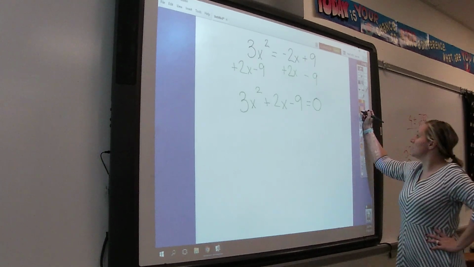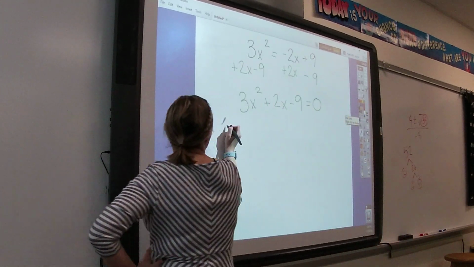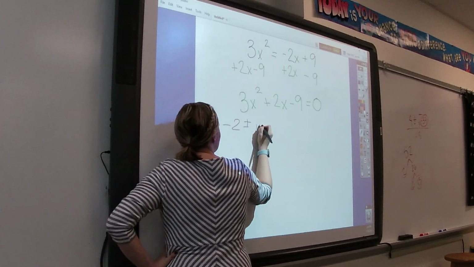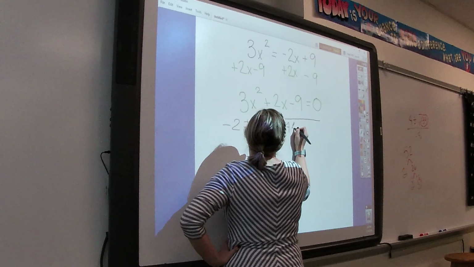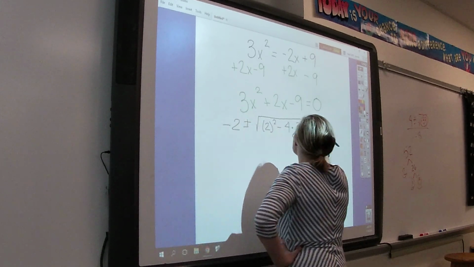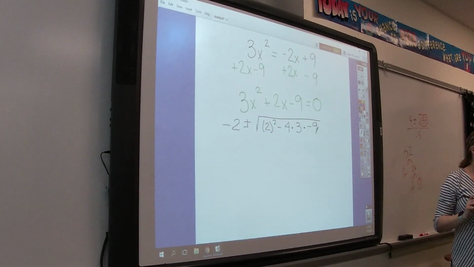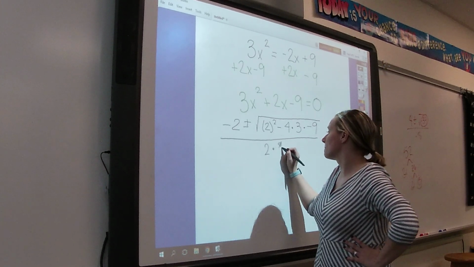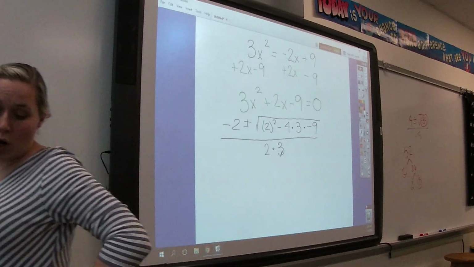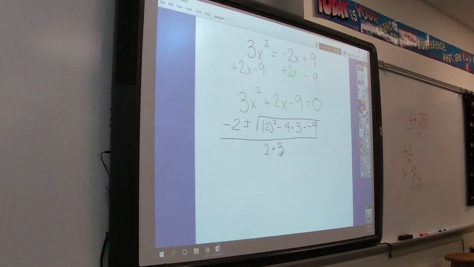Okay, so let's start plugging this into the formula. So b is 2, so -2 plus or minus 2 squared minus 4 times 3 times -9, all over 2 times 3. What do we get underneath the square root? 112?